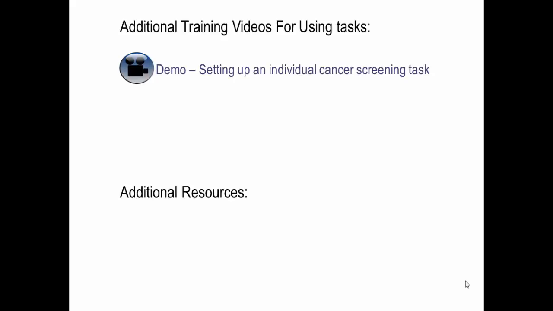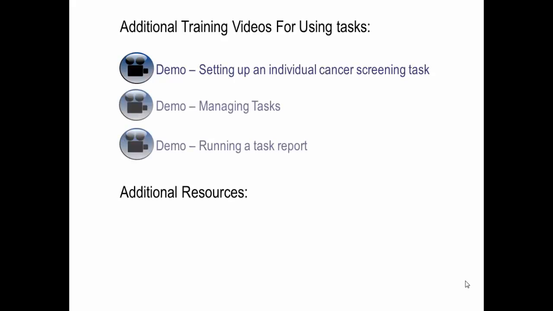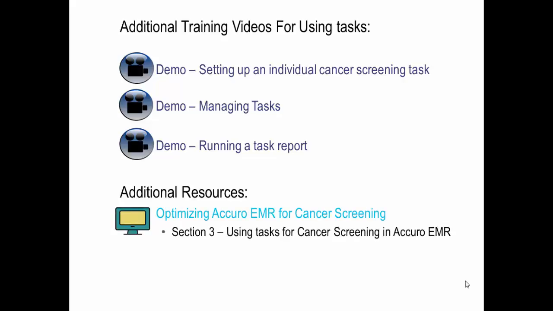The next training video in this module is setting up an individual task. The video after that shows you how to manage tasks, and the last video in this module will show you a demonstration of how to run a task report. For in-depth details on using tasks, please refer to Section 3 of the Accuro EMR Optimization Guide.